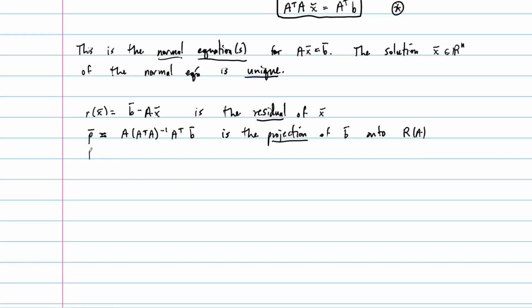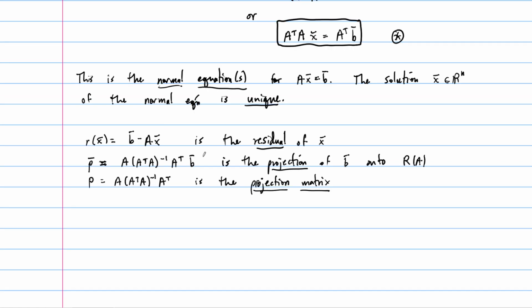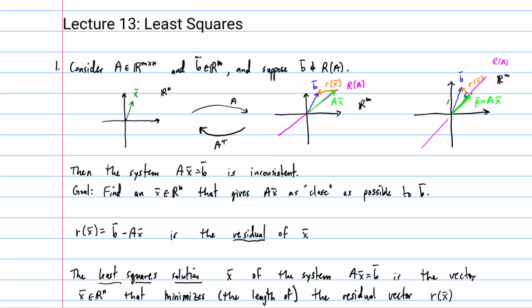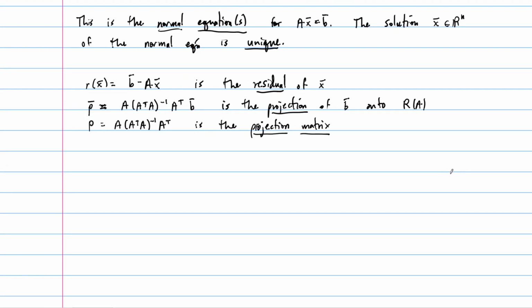The matrix itself here is important. This capital P with no hat on it is just going to be A times (A transpose A) inverse times A transpose. This is the projection matrix, and we'll see that this is an important matrix. You can use it to multiply by any vector in Rm and project it onto the image space of the matrix A. The matrix P will take any vector in Rm and find its projection onto the image space of A, and that's useful for many reasons.